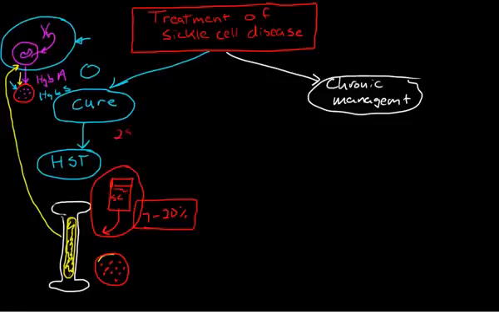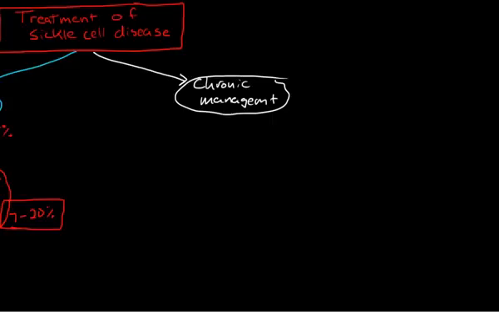So about 25% of sickle cell patients can receive it. Cure is an option that's only available to a minority of patients. So for the rest of sickle cell patients, we need to engage in chronic management.